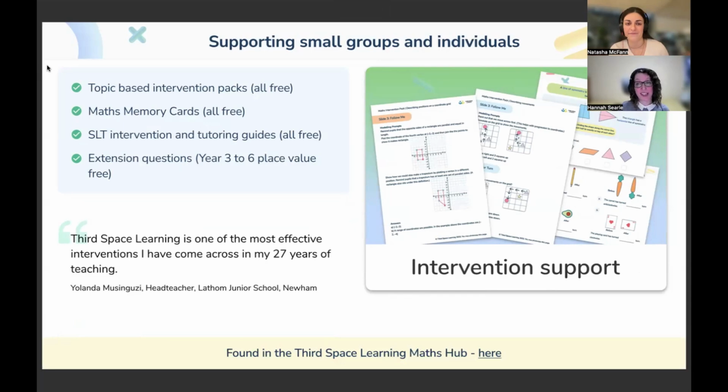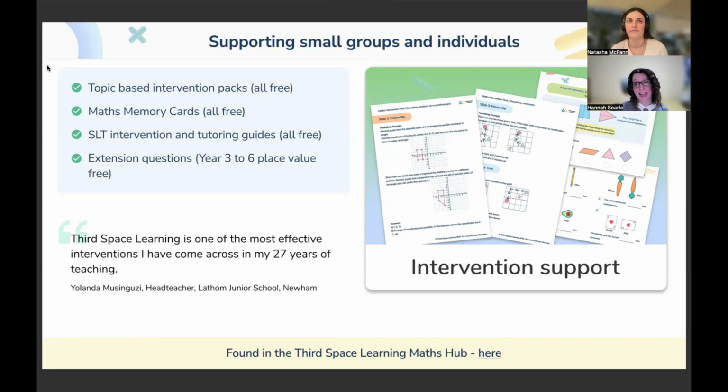Yes, so intervention is really our lifeblood. It's what we do all the time. We know it really well. I just wanted to talk through two packs that we have specifically that I think are really, really valuable in your classroom. So the first one is our topic-based intervention packs.